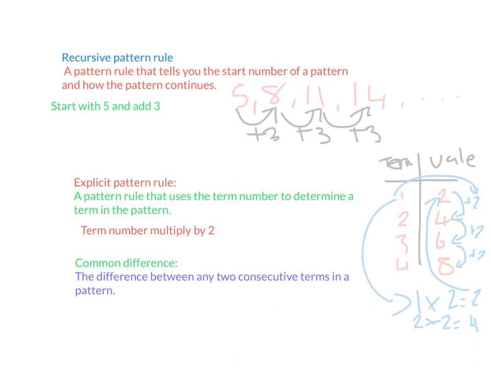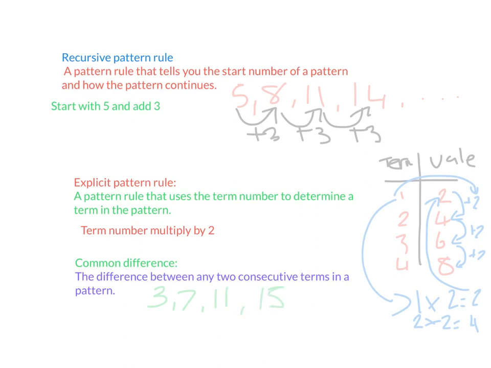And then we're going to the next one, and this is a common difference. The common difference is the difference between the 2 consecutive terms in the pattern. And so let's again give you a pattern that we're looking at. Let's do 3, 7, 11, and 15.